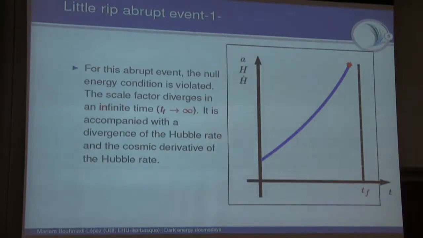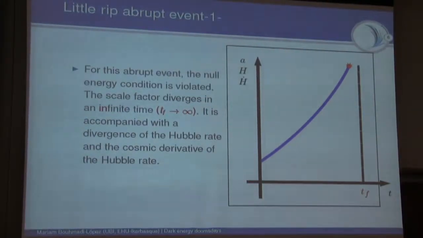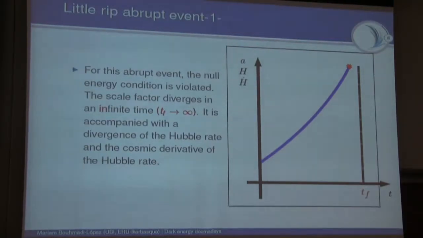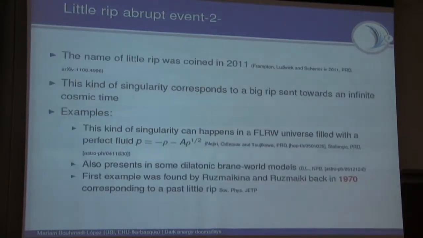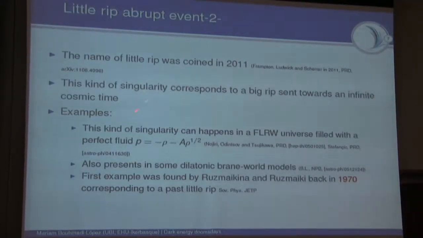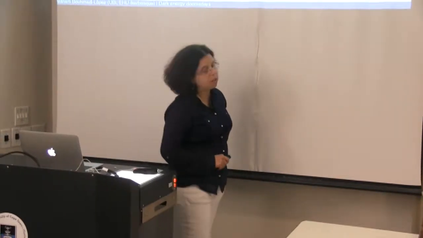Then we have something that I will refer to as an abrupt event, because it's not strictly a space-time singularity. It is essentially a big rip which is sent to an infinite cosmic time. So we have the divergence of the same quantities, but now at an infinite cosmic time. The name was given in a paper by Frampton et al. back in 2011, even though these kinds of events were known since the 60s, and it was found by a Russian author in a modified theory of gravity, and it was literally in the past.